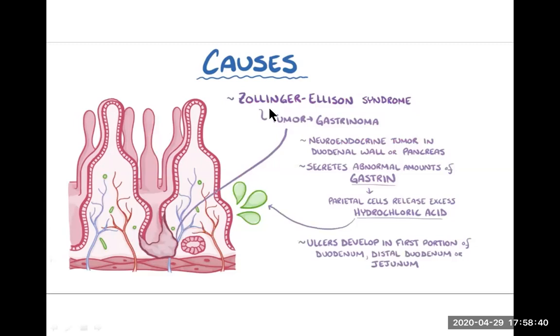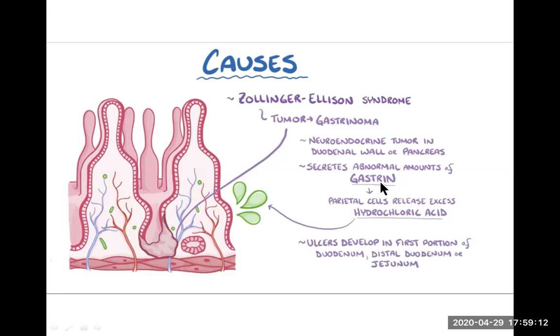Then one of the rare reasons for peptic ulcers is Zollinger-Ellison syndrome, which is a tumor of gastrinoma. This is a tumor which is formed here. It's a neuroendocrine tumor that occurs in the duodenal wall or the pancreas. This secretes an abnormal amount of gastrin.